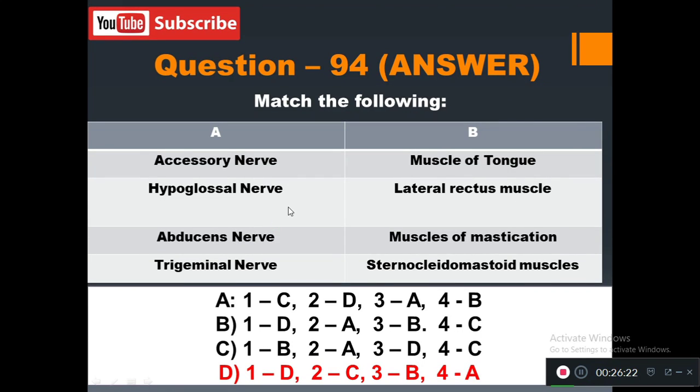Accessory nerve is supplying the sternocleidomastoid muscle. Hypoglossal nerve supplies the muscles of mastication. Abducens nerve supplies the lateral rectus muscle in the eye. Trigeminal nerve supplies the muscles of the tongue. So this is how it is matched. Question number 94. Hope you understood.